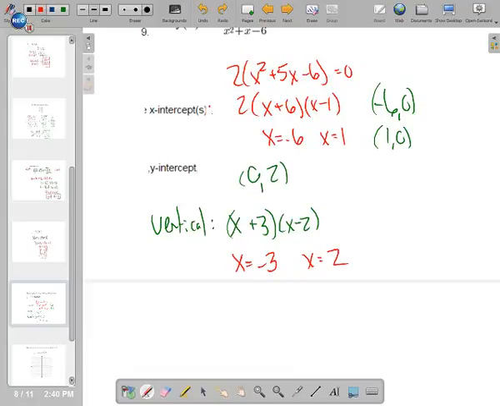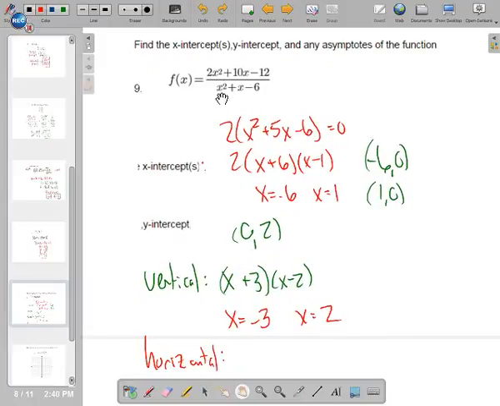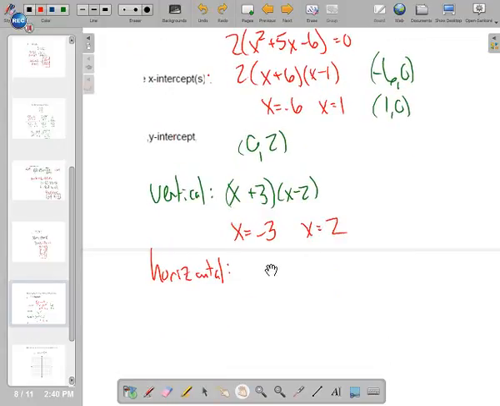So I have two of them. And horizontal asymptotes, to find the horizontal asymptotes, you have to look at the terms, the degree. So if they have the same degree, that's nice. They're both quadratics. I just divide the coefficients. So 2 divided by 1, I'm going to have a horizontal asymptote at y equals 2.